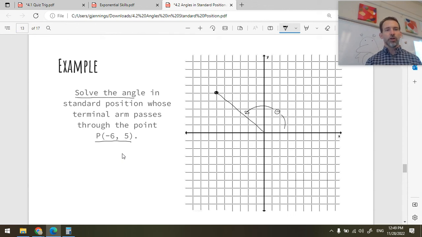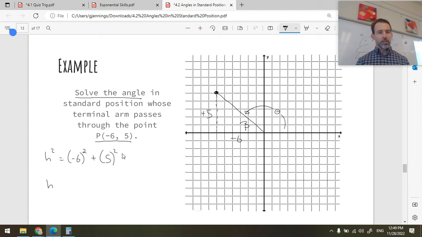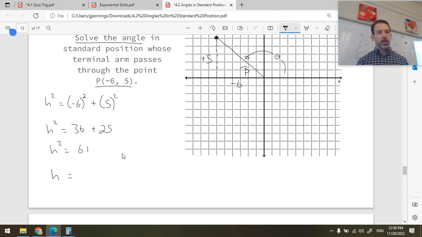Okay, and when it says solve the angle, that means tell me the angle and tell me all of its trigonometric ratios. So here, this is positive 5 and this is negative 6. My reference angle beta has an adjacent that's negative 6 and an opposite that's 5. And what's this arm here? Well, that's the hypotenuse: h squared would be equal to negative 6 in brackets squared plus 5 squared. So h squared would be 36 plus 25. h squared is equal to 61, and I know that h is the positive square root of 61.